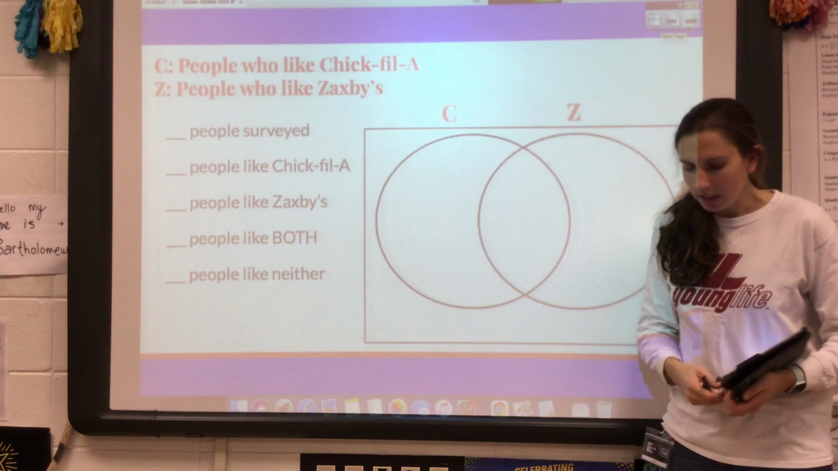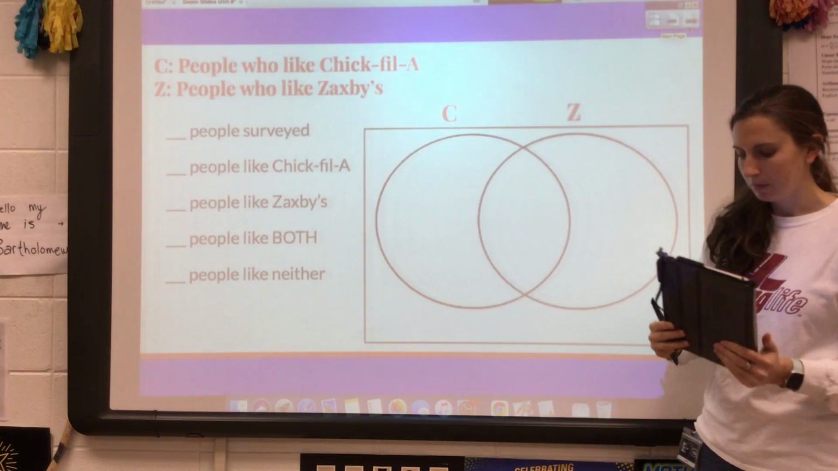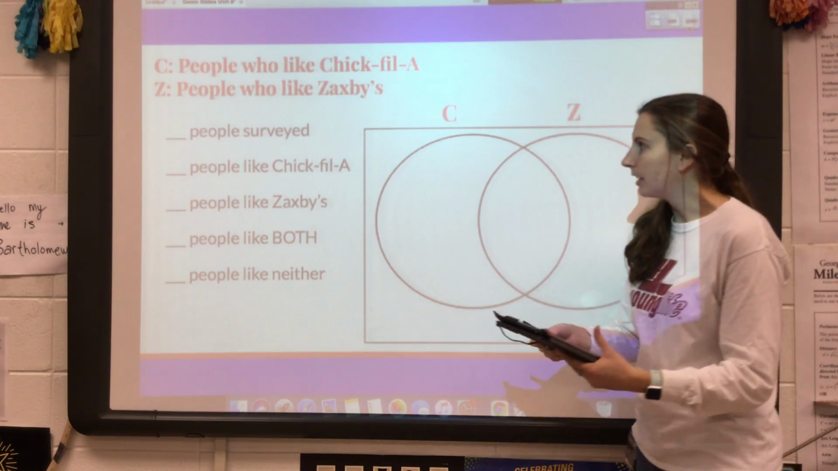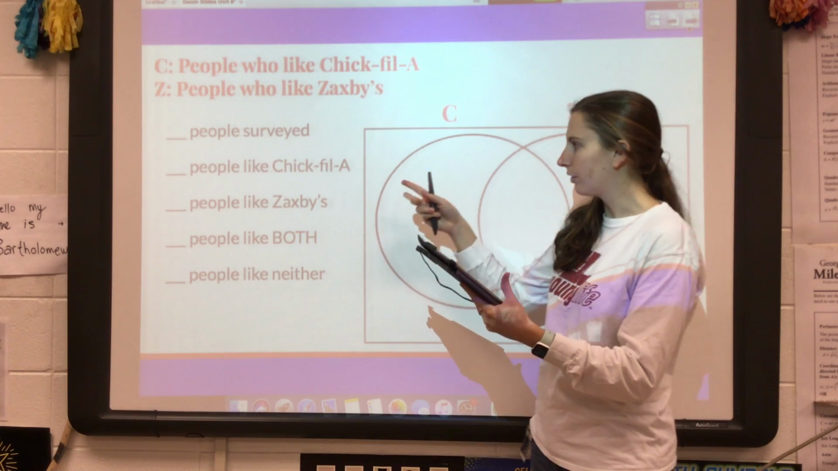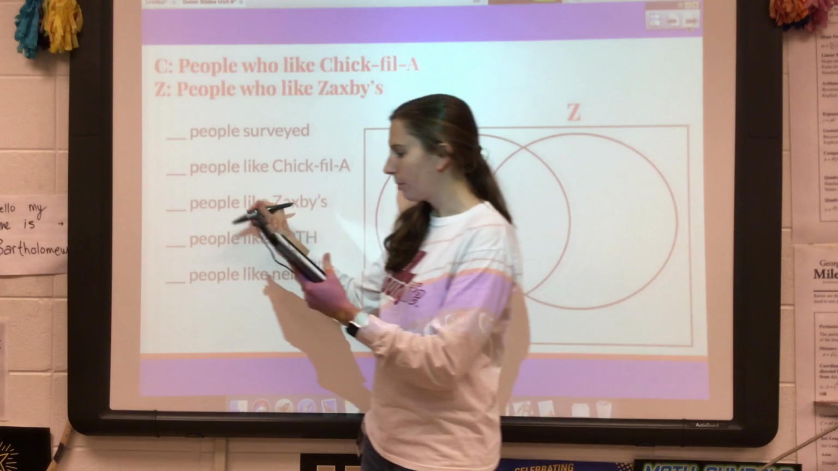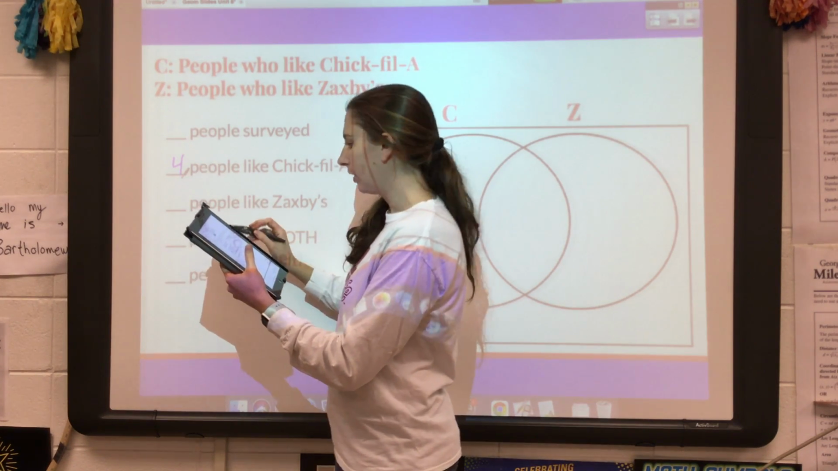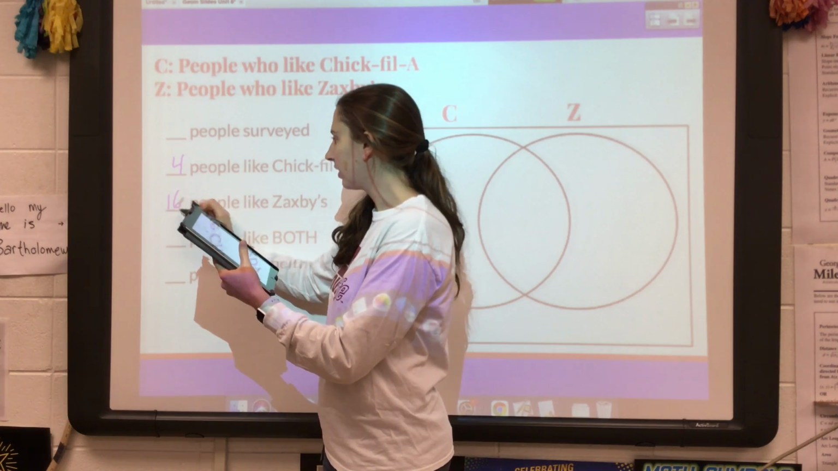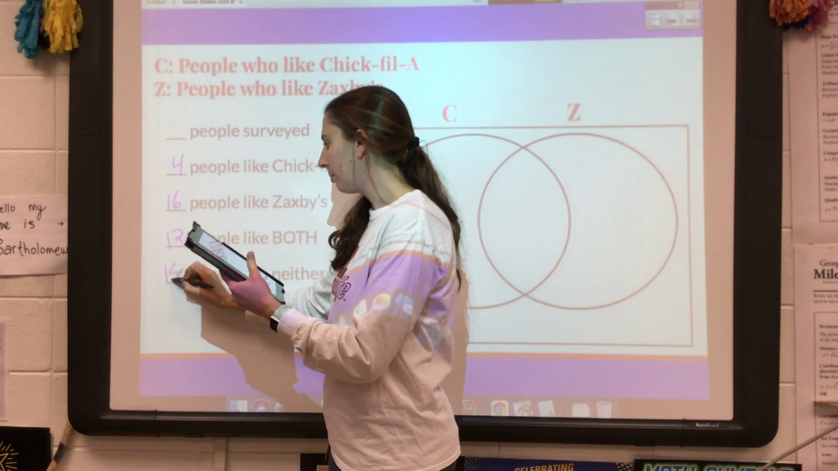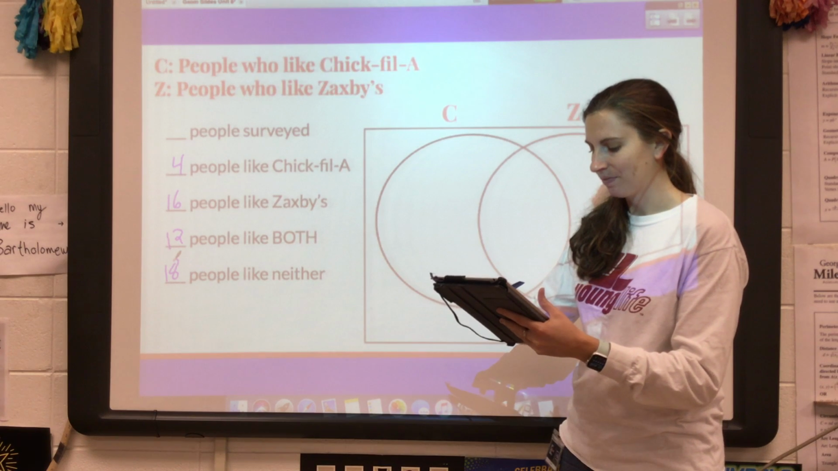All right, let's go through an example here. Let's imagine we actually surveyed the class and I asked people who likes Chick-fil-A, who likes Zaxby's, who likes both, and who likes neither. So imagine 4 people like Chick-fil-A, and 16 like just Zaxby's, and 12 like both, and 18 people like neither. That doesn't feel very accurate, but that's the numbers I have written down, so we're gonna go with that.